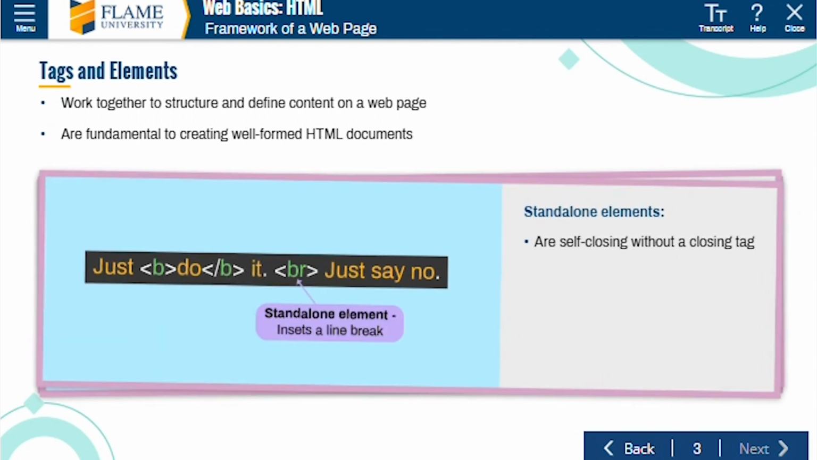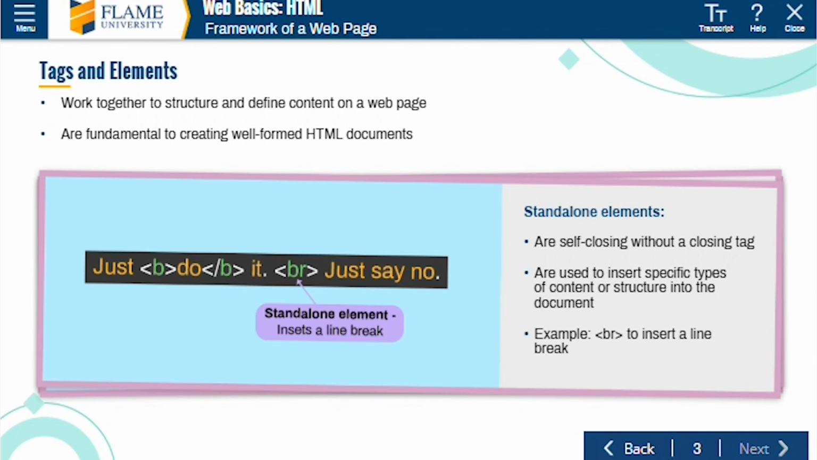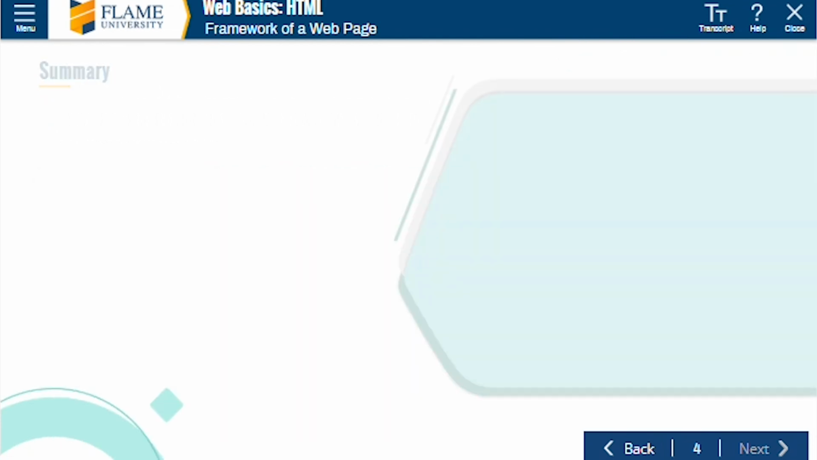Standalone elements are self-closing and do not need a closing tag. Their purpose is to insert specific types of content or structure into the document. Standalone elements are typically used for things like embedding media, line breaks, or inserting images.